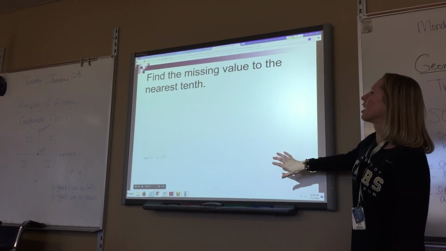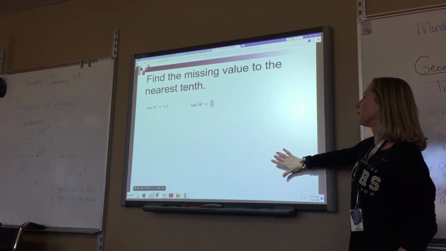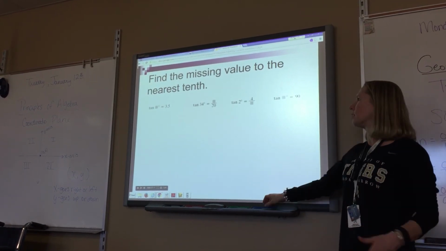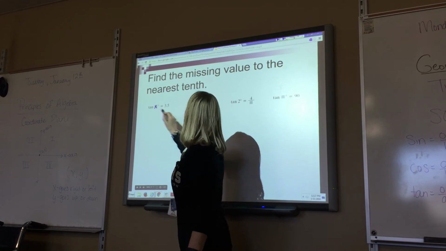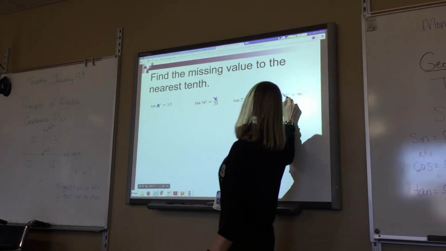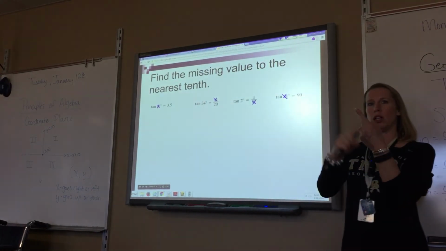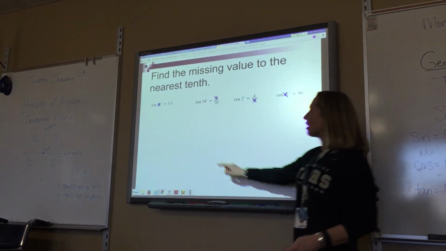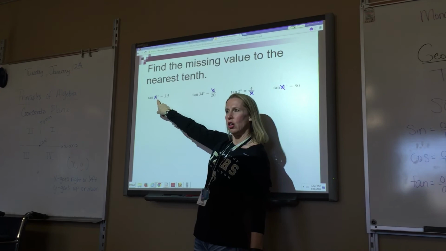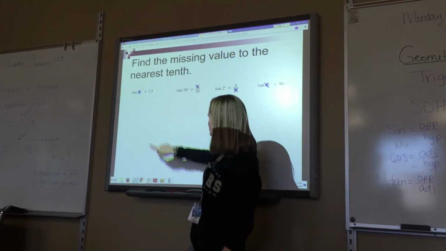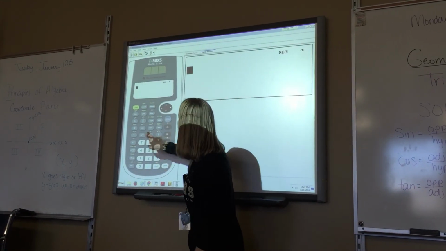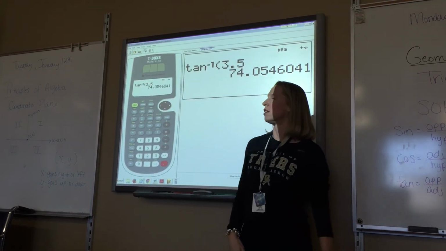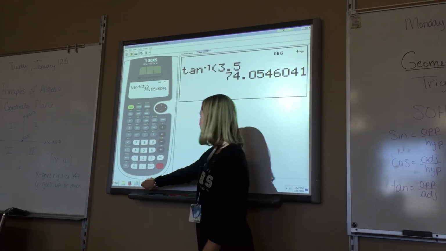Okay, so you're going to have some problems on your assignment where you're going to have these boxes and you figure out what the missing box is. Just put an X wherever the box is. So now your decision is, do I multiply, do I divide, or do I use the second button? So if X is ever the angle, use the second button. So you just do second tan 3.5, hit enter, and it's 74 degrees.